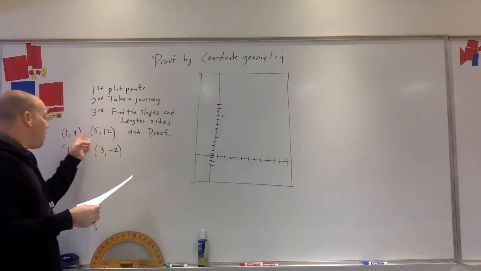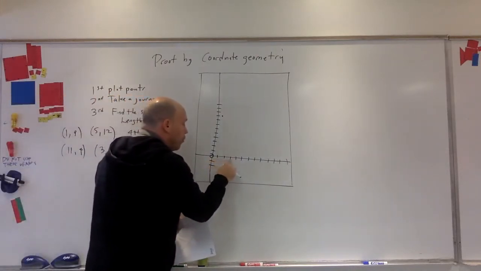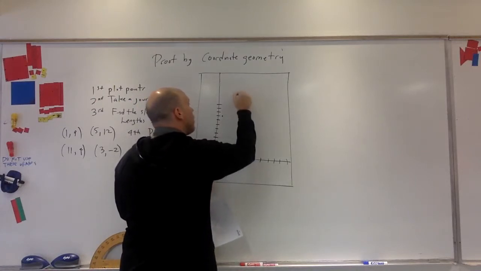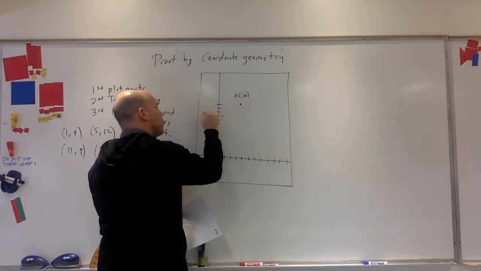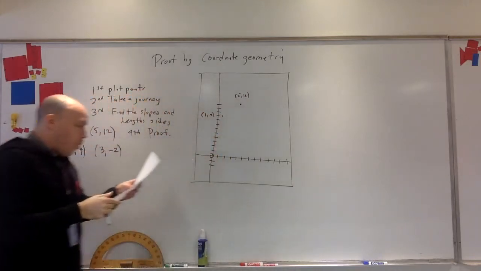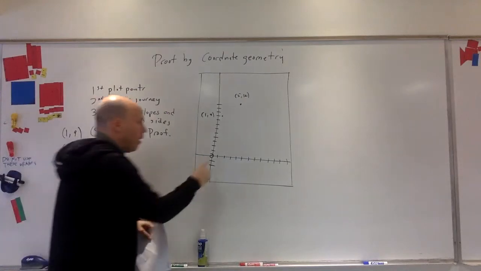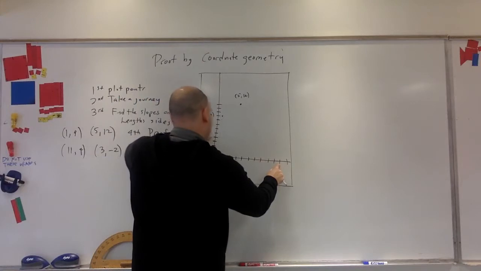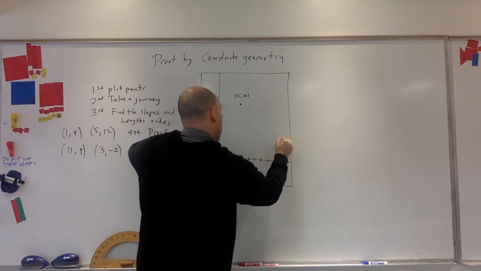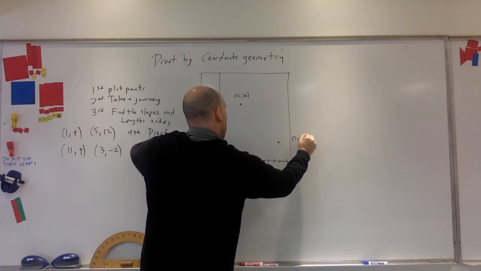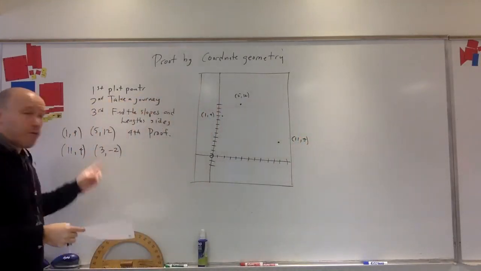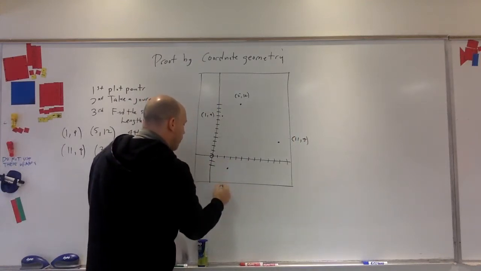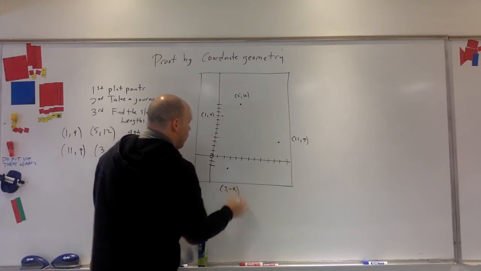The next point is 5, 12. The next point, 11, 4, is kind of right there. And then the last point is 3, negative 2.